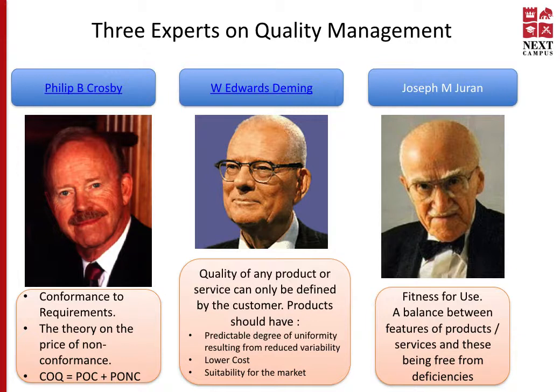W. Edwards Deming said, quality of any product or service can only be defined by the customer. So he was reiterating the fact that quality is all about meeting customer expectations, and any product or service should have consistent conformance to customer requirements. He said products should have predictable degree of uniformity resulting from reduced variability. So he was talking about investing in the process mechanism that will reduce variability in the manufacturing of products and services. Joseph Juran talked about fitness for use, a balance between features of products and services, these being free from deficiencies.